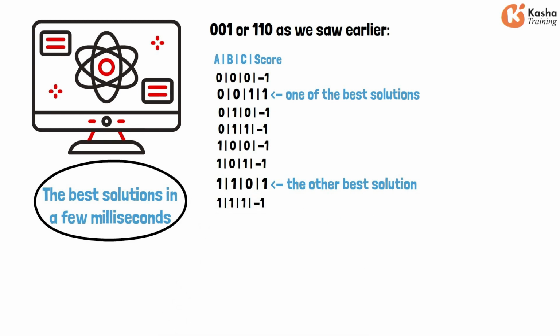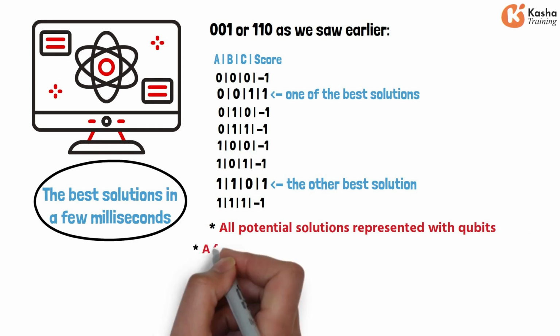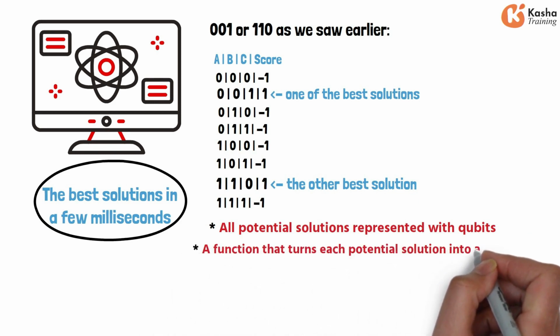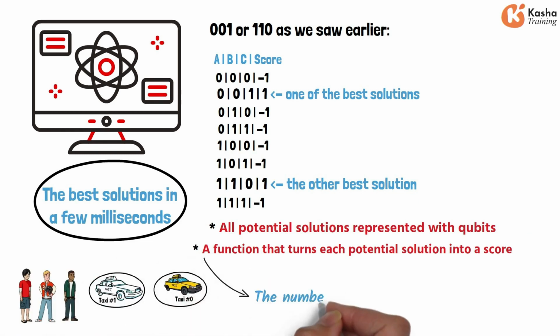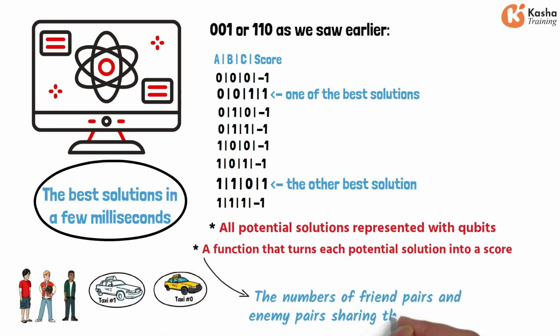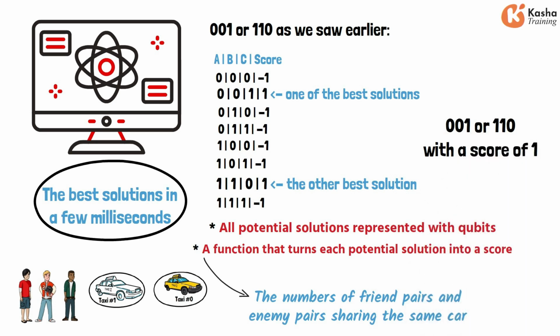In reality, to solve this problem, you would need to give your quantum computer 2 things. All potential solutions represented with qubits. A function that turns each potential solution into a score. In this case, this is the function that counts the numbers of friend pairs and enemy pairs sharing the same car. Given these 2 things, your quantum computer will spit out one of the best solutions in a few milliseconds. In this case, that's 001 or 110 with a score of 1.